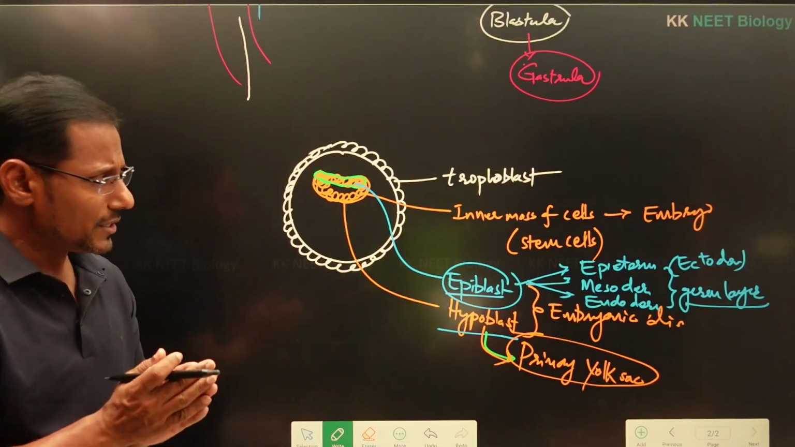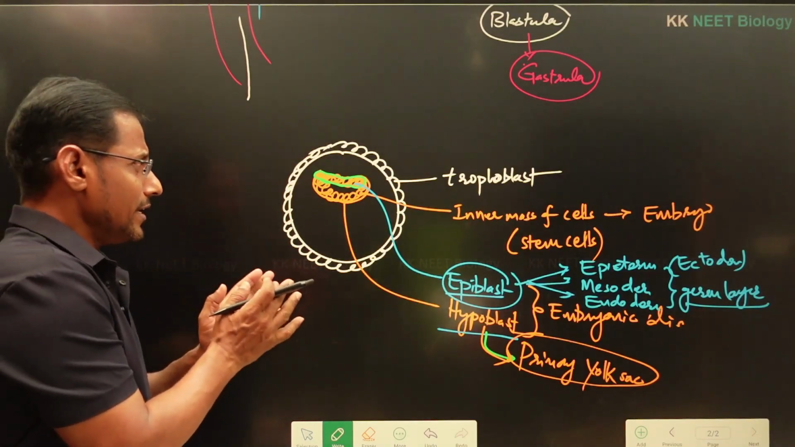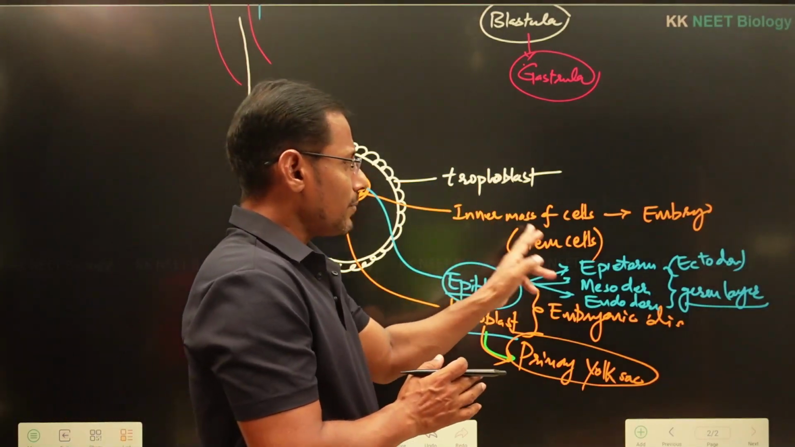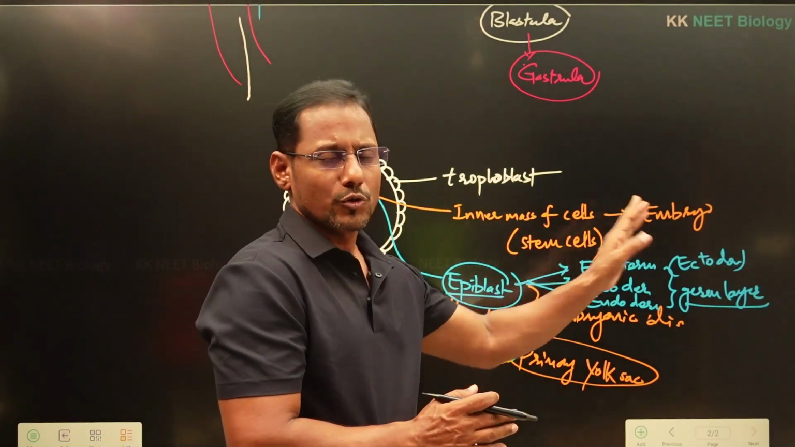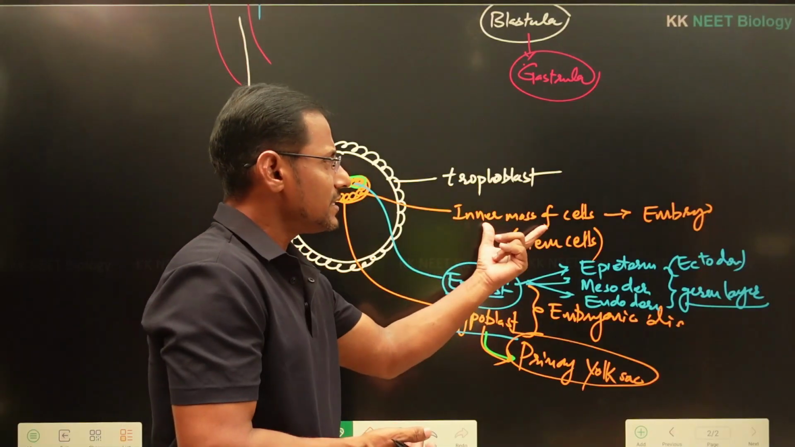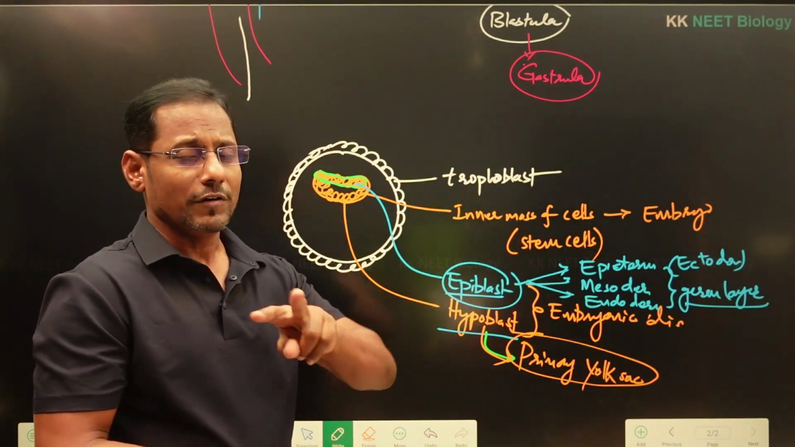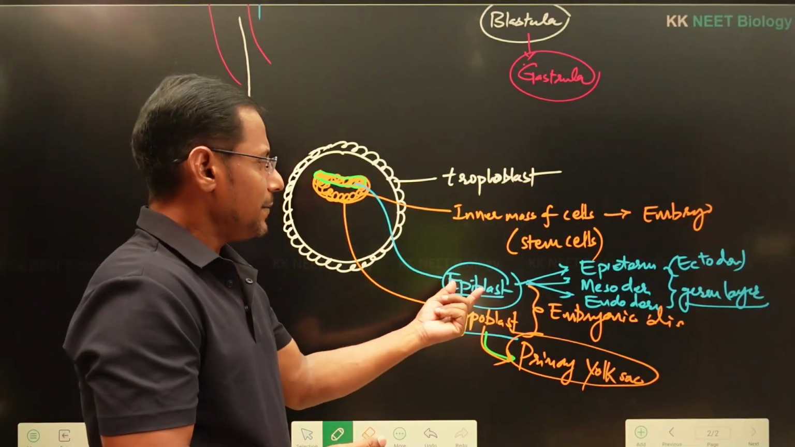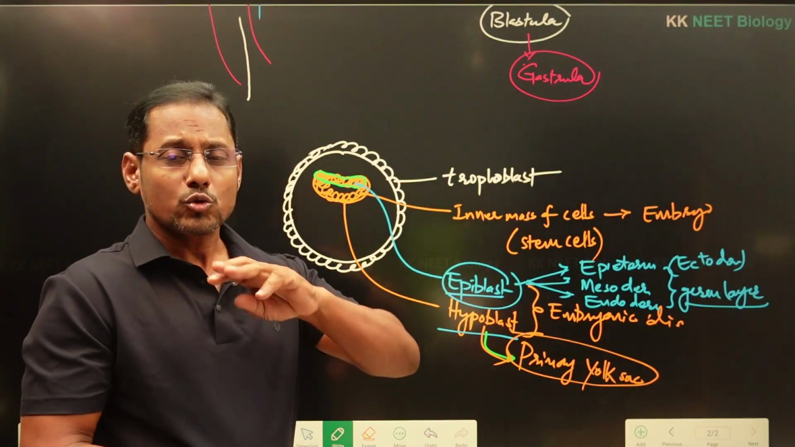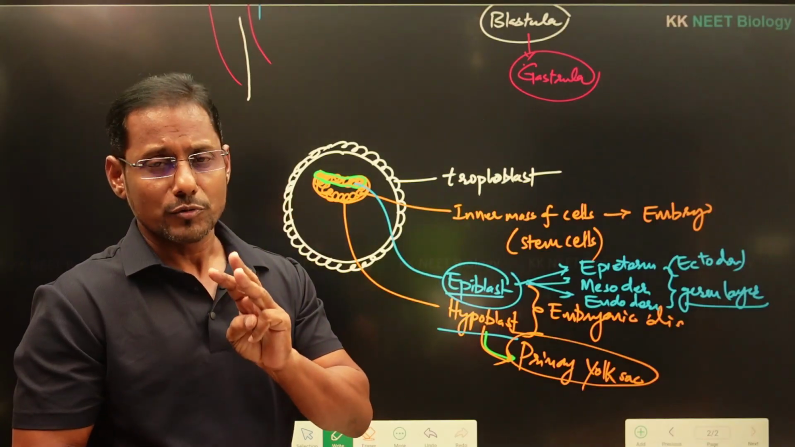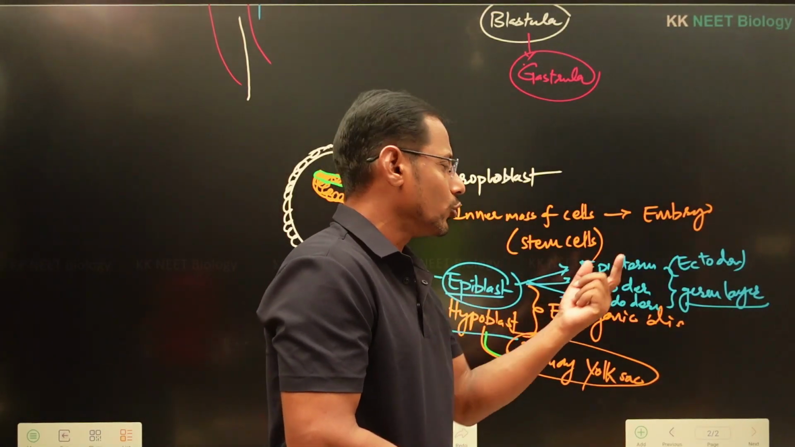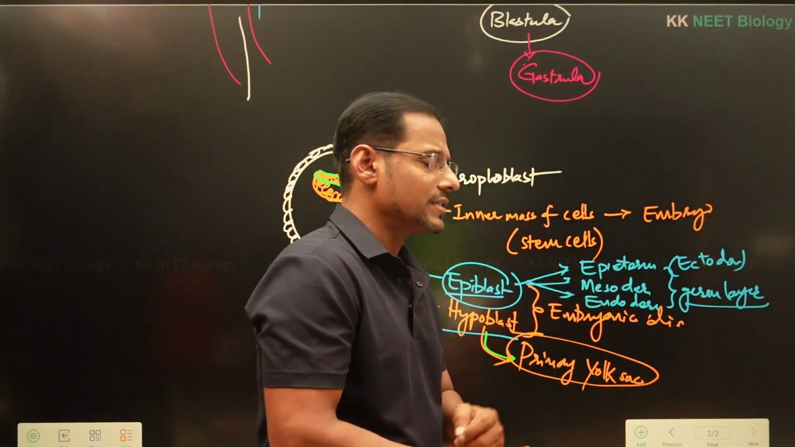So you must remember that the inner mass of the cell contains the stem cells. From this inner mass of cells, the embryo is going to be developed. Further, this inner mass of cells is going to be divided into two layers: one is epiblast and the second one is hypoblast. From the epiblast, three germ layers are going to be generated: one is epiderm or ectoderm, the second one is mesoderm, and the third one is the endoderm.